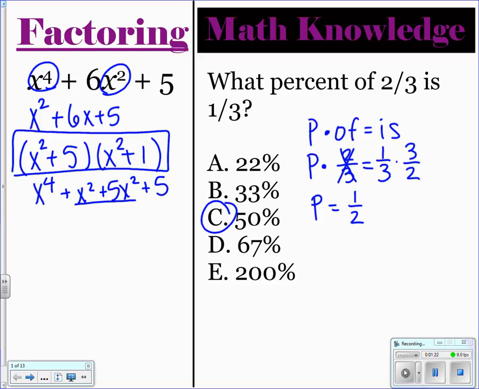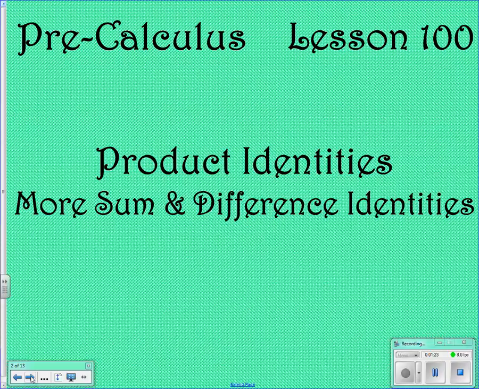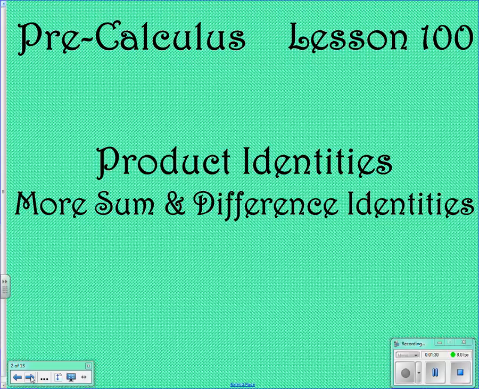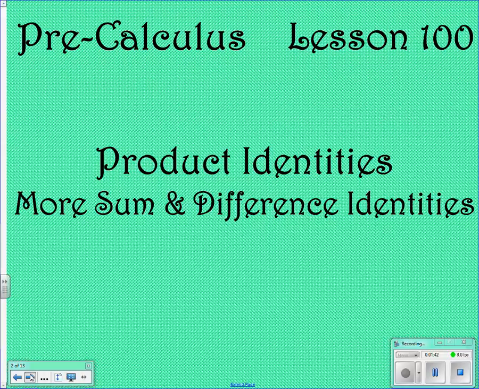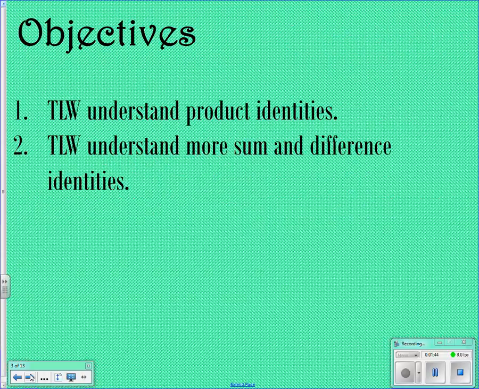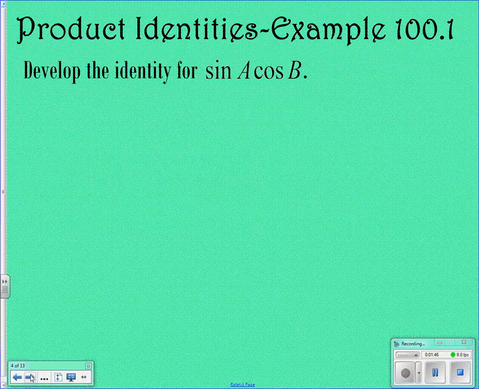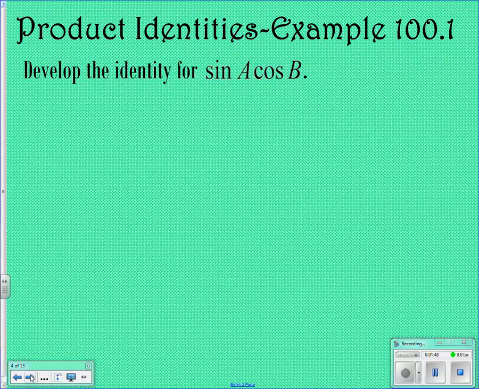Okay? So we are looking at lesson 100 today. We did skip lesson 99. That's on sequences and series and stuff. And I told you we were going to skip all of those lessons this year. So we are not going to be looking at lesson 99. We're dealing with 100. It's dealing with the product identities. And then we have more sum and difference identities. So hopefully after this lesson, you'll understand the product identities and the sum and difference identities.